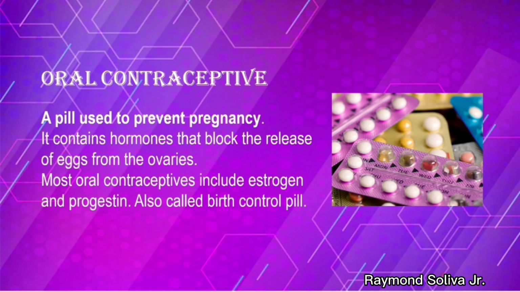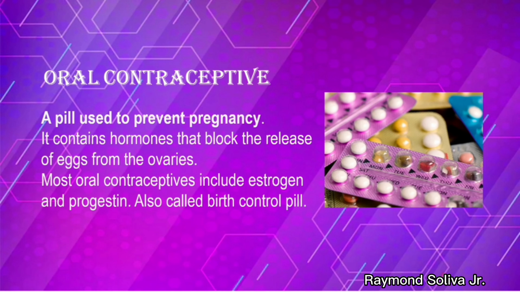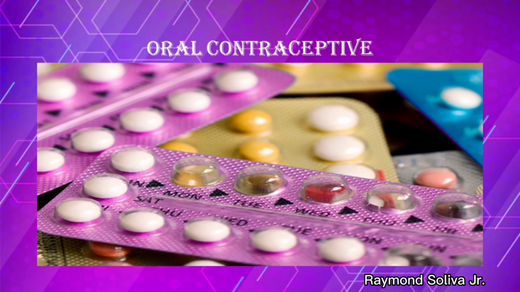It contains hormones that block the release of eggs from the ovaries. Most oral contraceptives include estrogen and progestin, also called birth control pill. Ang oral contraceptive naman, ito yung mga nabibili sa mga drugstore. Ito yung mga pill na makakapag-prevent ng pregnancy, just like in the picture.